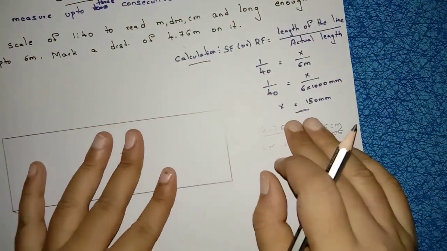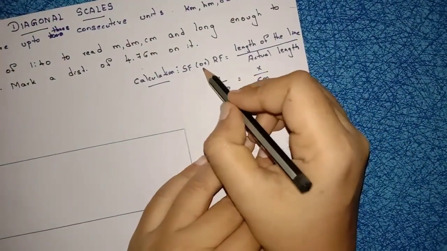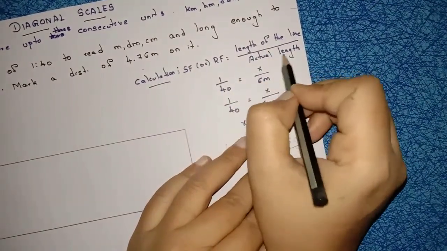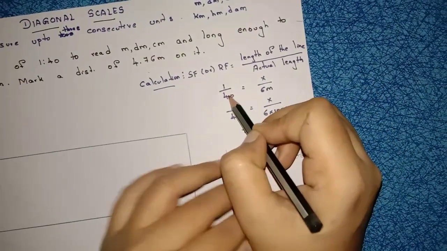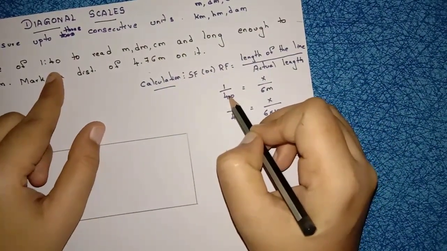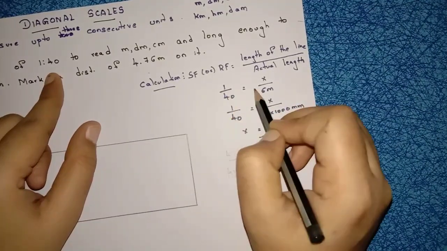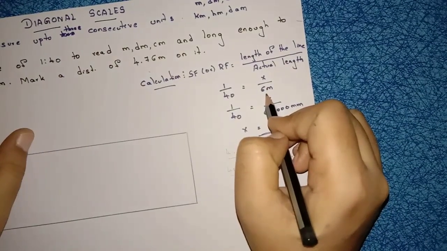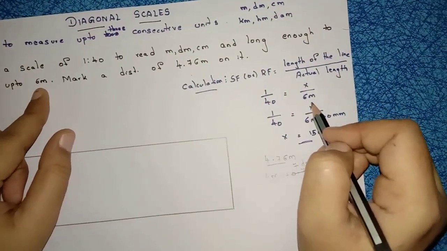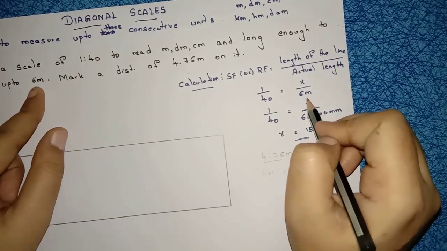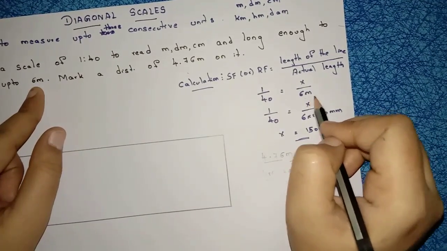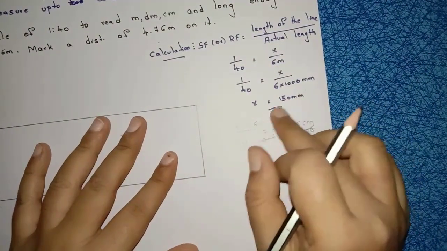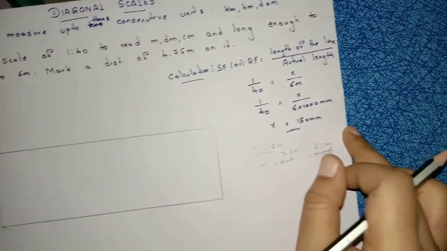Now coming to the calculation, you know this. First of all, you have to know the formula SF or RF equals length of the line by actual length. SF value will always be in terms of ratio, numerator and denominator. So 1:40, I have written here 1/40 equals length of the line, always it is x, by actual length, the distance up to which to read. Right, so 6 meters. Whatever the units, convert these units into millimeters. So 6 into 1000 millimeters, and I got the x value as 150 mm.